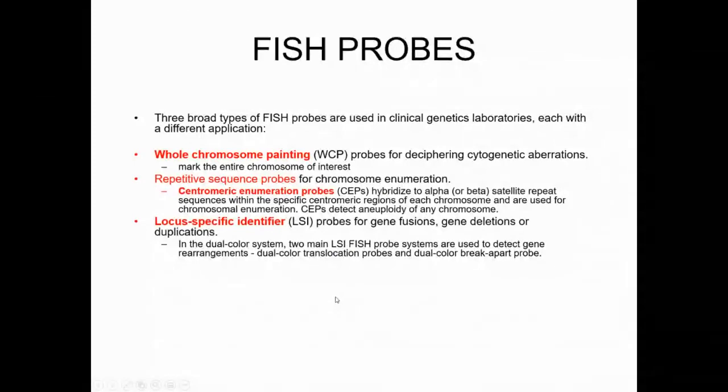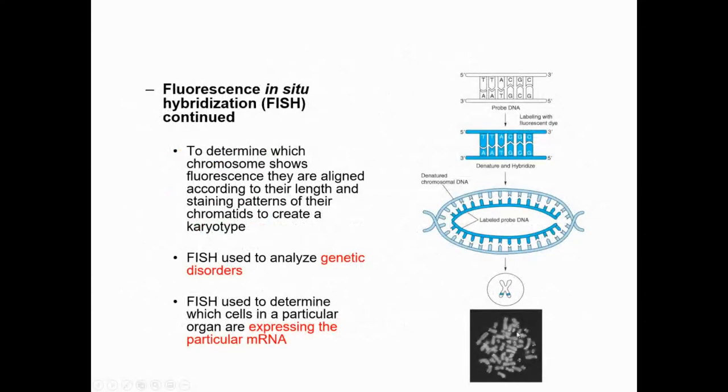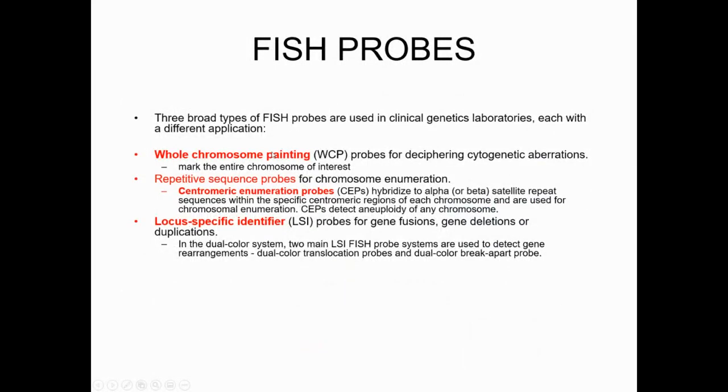And then the FISH probe. The probe that you use to identify the specific targets, like this, you can see these small bright white spots. Those are the indication of the hybridization from probe to the target. The probe can be a whole chromosome painting probe to decipher the cytogenetic aberration, or a repetitive sequence probe for chromosome enumeration, including the centromere enumeration probe, or a locus specific identifier LSI probe for gene fusion, gene deletion, or duplication.